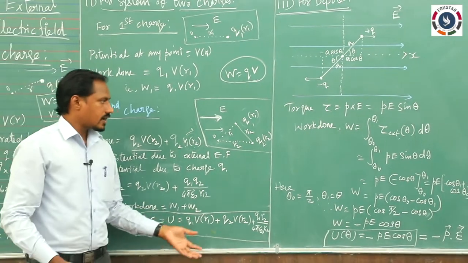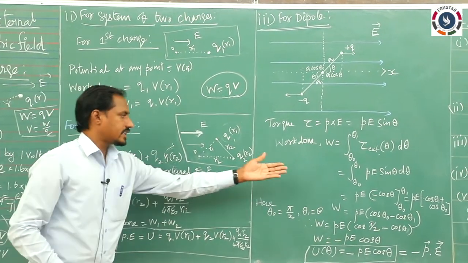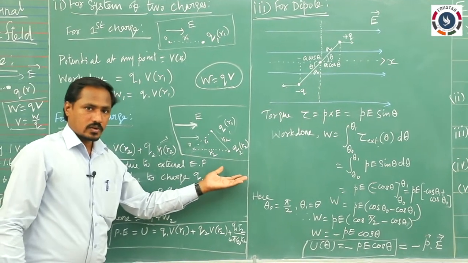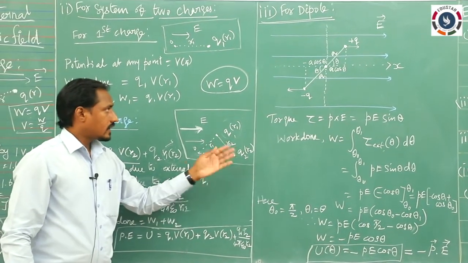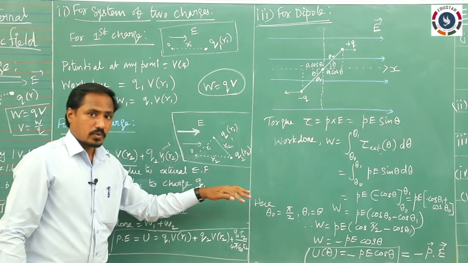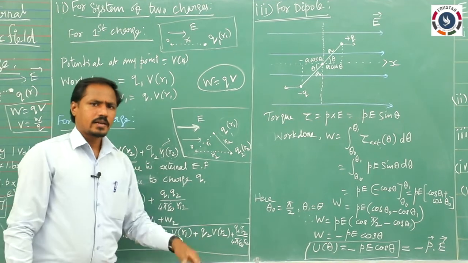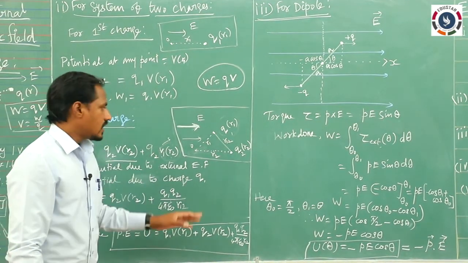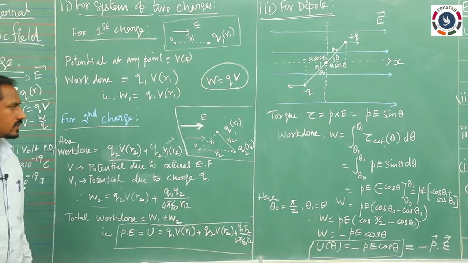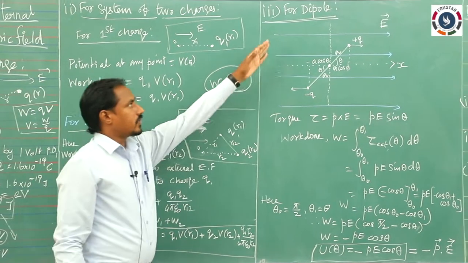In this way we can add more charges. If you take the third charge, we have to calculate work done against the electric field and against the potential due to the first two charges. In this way we can add up any number of charges and find the total work done of the system. Next, we move to the dipole.